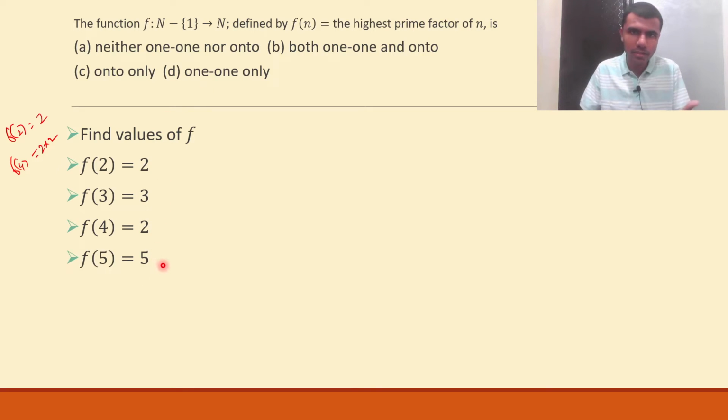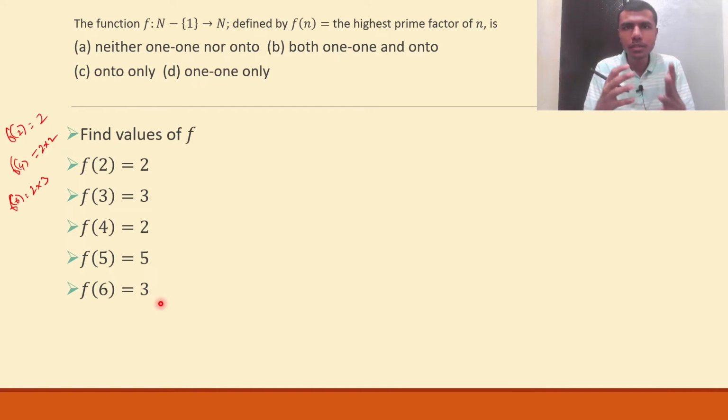Now f of 5 is 5 because the highest prime factor of 5 is 5. Now f of 6 is 3. Why? f of 6 is nothing but 2 into 3. Which is the highest prime factor here? 3. That's why f of 6 is 3. Okay. Now we have to decide something.